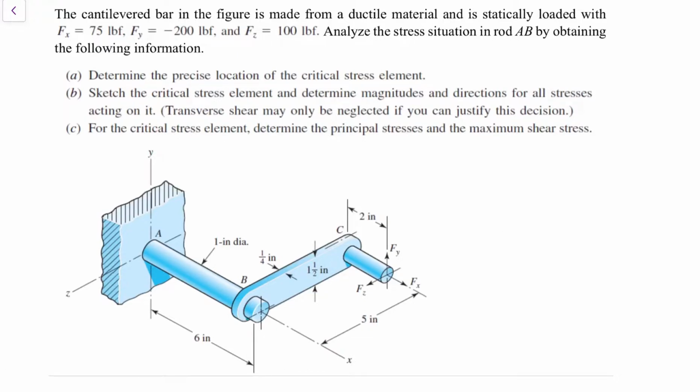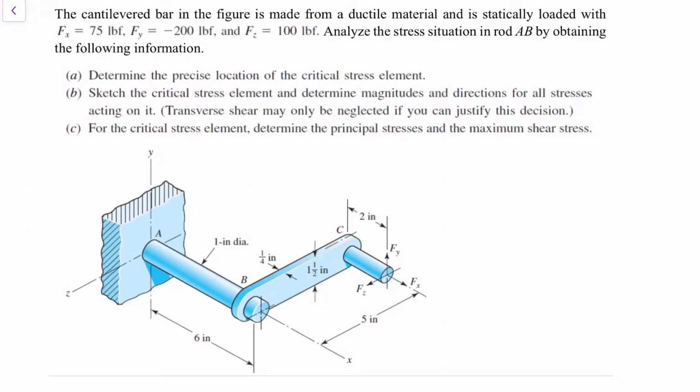So this should be sort of a review from 306, but I'll break some things down really quick and then jump right into the problem and solve for the stresses that are required. So again, it's a cantilevered bar or a crankshaft made from ductile material, statically loaded in three directions, X, Y, and Z. And we're expected to analyze the stress situation in the rod AB by obtaining the following information.